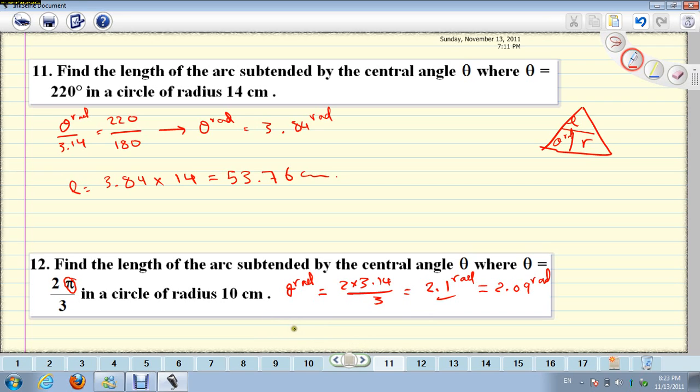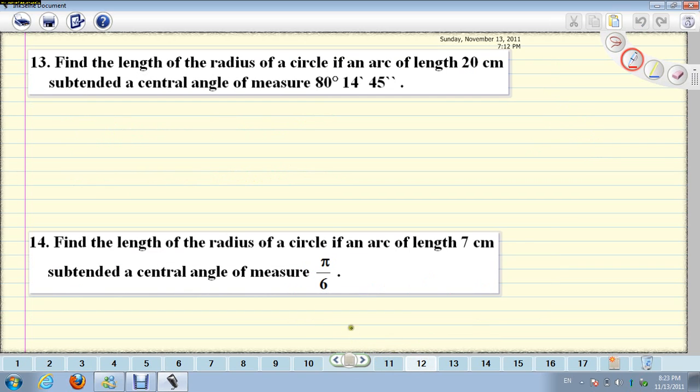Now the length of arc, so L equals theta rad, which is 2.1, times the radius, which is 10. So the answer would be 21 centimeters. On the same page, we have exercise 13. It says find the length of the radius of the arc. It's 20, and central angle 80 degrees, 14 minutes and 45 seconds.